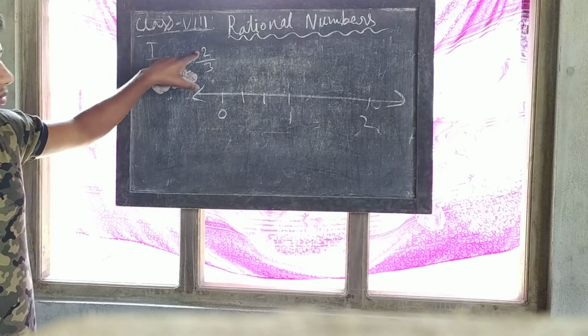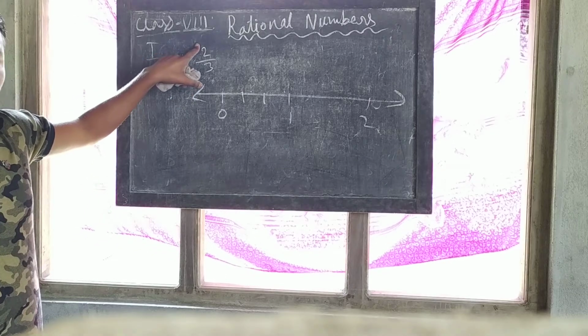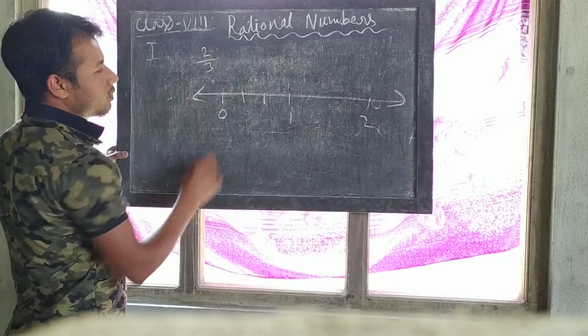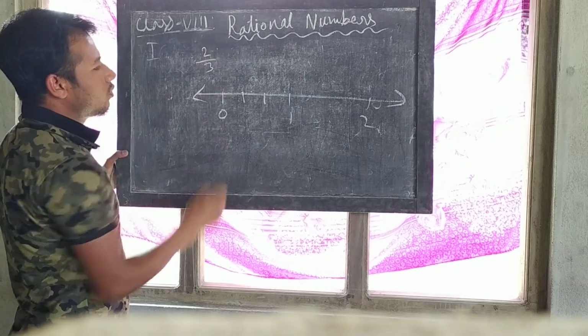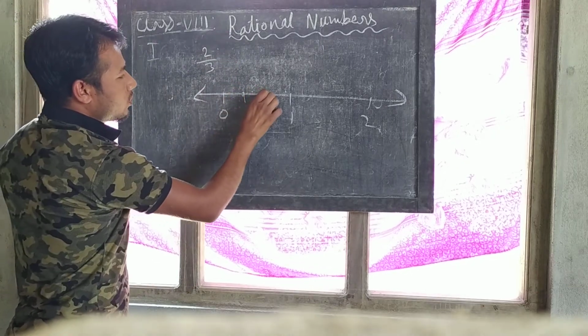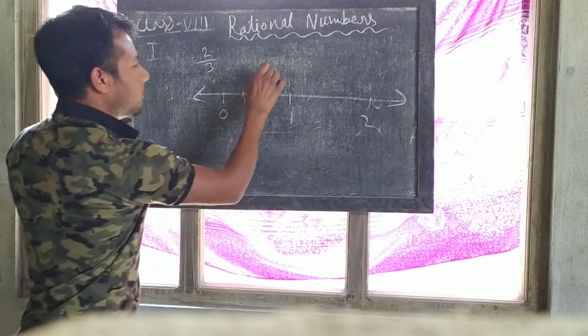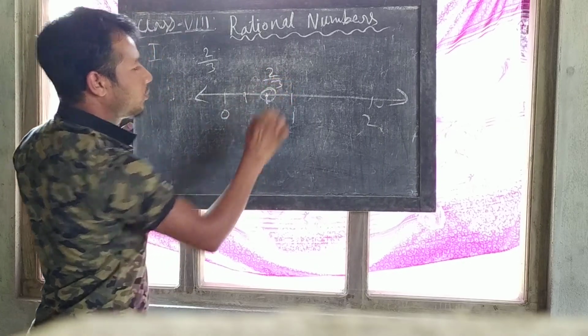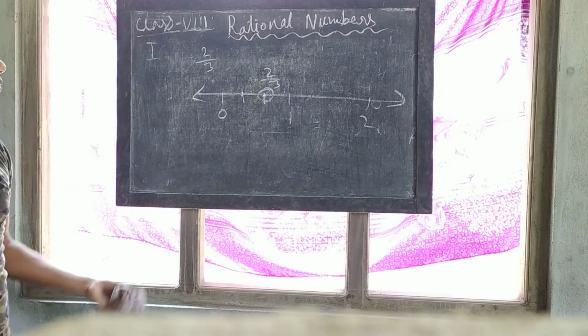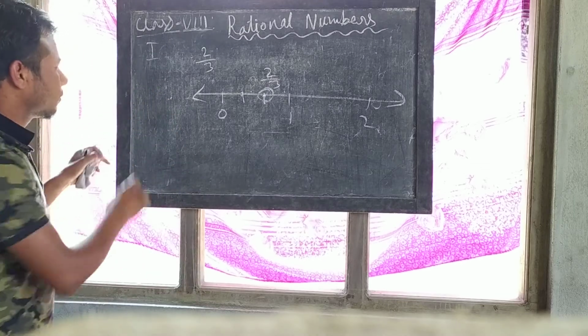Now you have to put this number, and the numerator is 2. You have to count the parts. Here, 2 parts. 2 of 3: 1, 2. So this is the number 2 by 3. This is for a proper fraction.